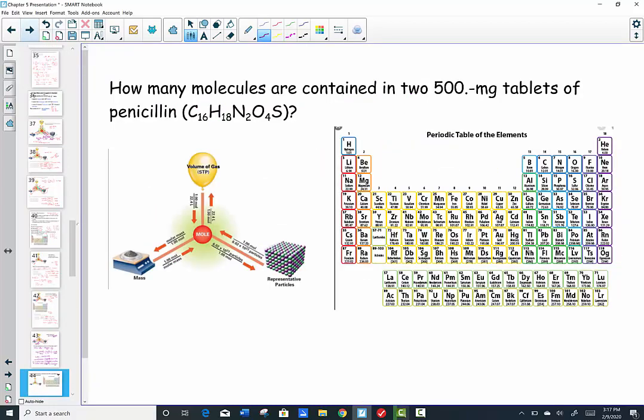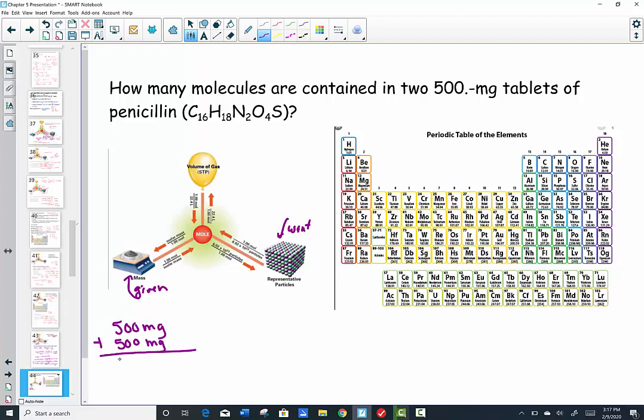How many molecules are contained in 2 500 milligram tablets of penicillin? Well, we're given a mass and we want to know individual particles. How many molecules of penicillin? Well, 2 500 milligram tablets. 2 tablets. How many total then?